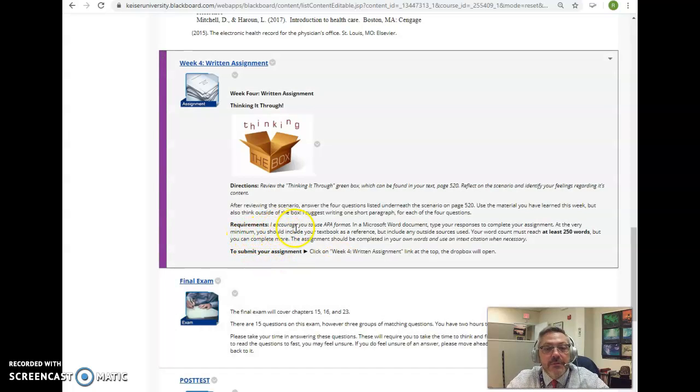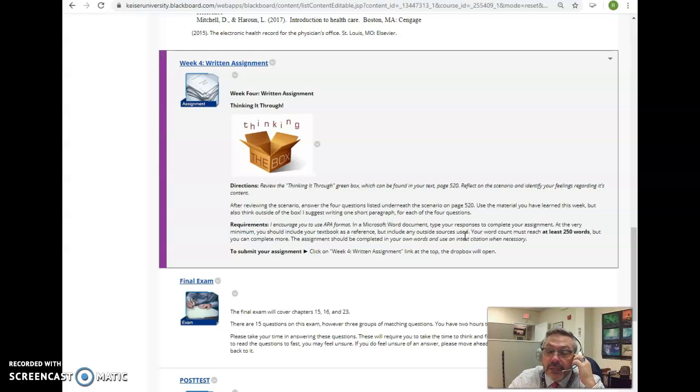The requirements for this paper is that you are to use APA format, which means a title page, the body of your text with in-text citations, and a separate reference page with your references that correspond with your in-text citations. At minimum, you should be citing and referencing your textbook because you're taking information from that source. But you should also, if you want to look outside the textbook, you can also do that, but include the citations for that source and the reference.